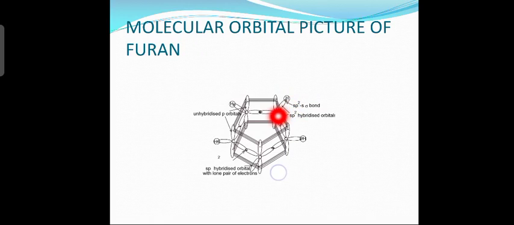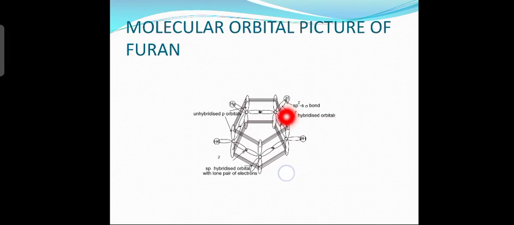One of the sp2 hybridized orbitals overlaps with the 1s orbital of the hydrogen atom forming a sigma bond. You can see here. Now, another one overlaps with the neighboring sp2 forming a sigma bond. So, all the sigma bonds lie in one plane, or in the plane of the ring.